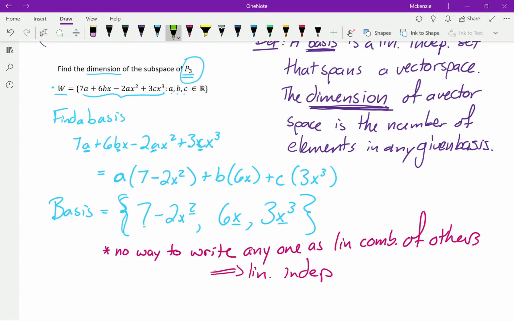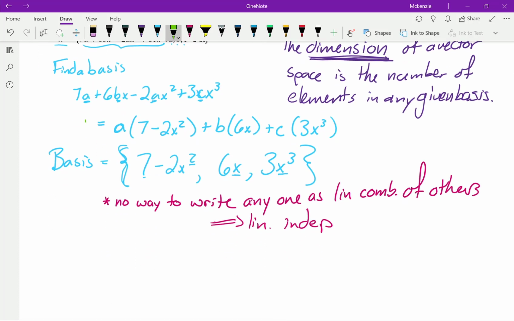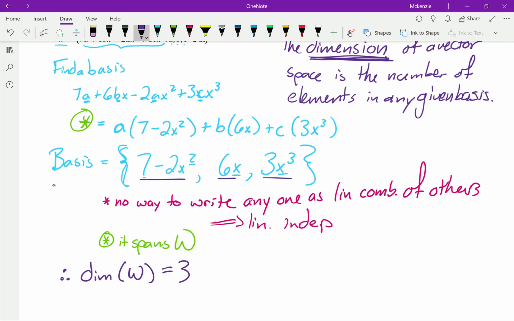And then what we might notice from what we were messing with above when we were first figuring these out, this star here is why it spans the whole space. So therefore it is a basis, so we can conclude, since this has 3 things in it, therefore the dimension of W equals 3. And that's that. It's that easy. You just have to find a basis, verify independence and spanning, and there's your dimension.